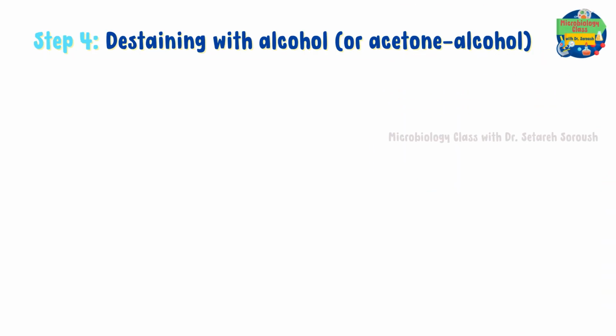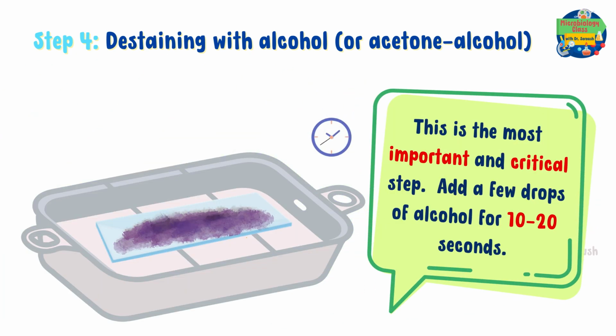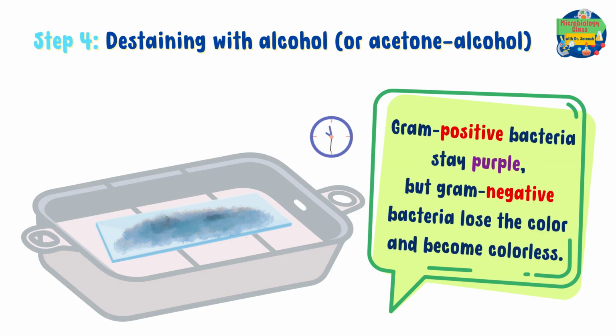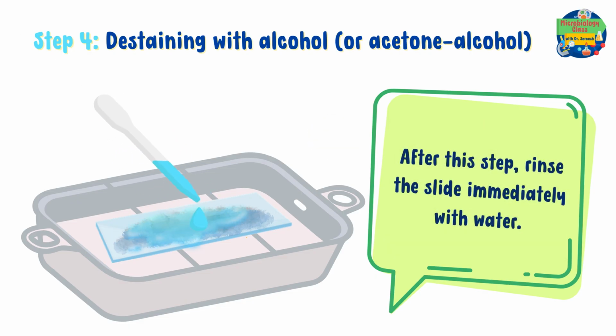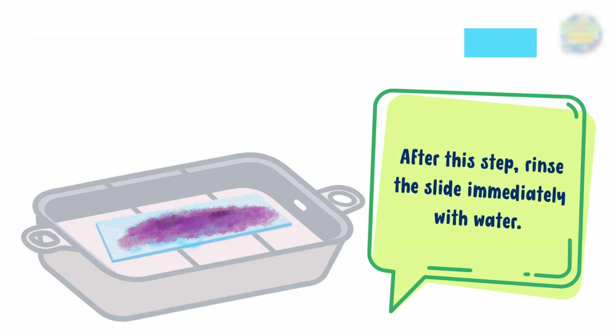Step 4, destaining with alcohol. This is the most important and critical step. Add a few drops of alcohol for 10 to 20 seconds. Gram-positive bacteria stay purple, but gram-negative bacteria lose the color and become colorless. After this step, rinse the slide immediately with water.